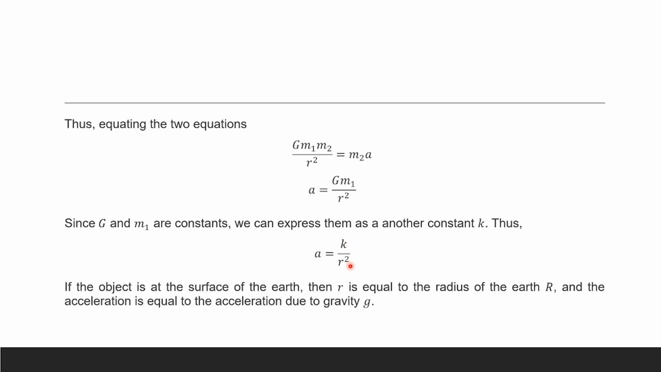So k is constant, while r squared changes its value, because of course, as the object moves away from the Earth, the distance between them increases. So if the object is at the surface of the Earth, then r is equal to the radius of the Earth, capital R, and the acceleration is equal to the acceleration due to gravity, which is g. So if the rocket ship is still on the surface of the Earth, its distance from the center of the Earth is obviously equal to capital R, the radius of the Earth. And the acceleration due to gravity at that point is also equal to g, which is 9.81 meters per second squared.